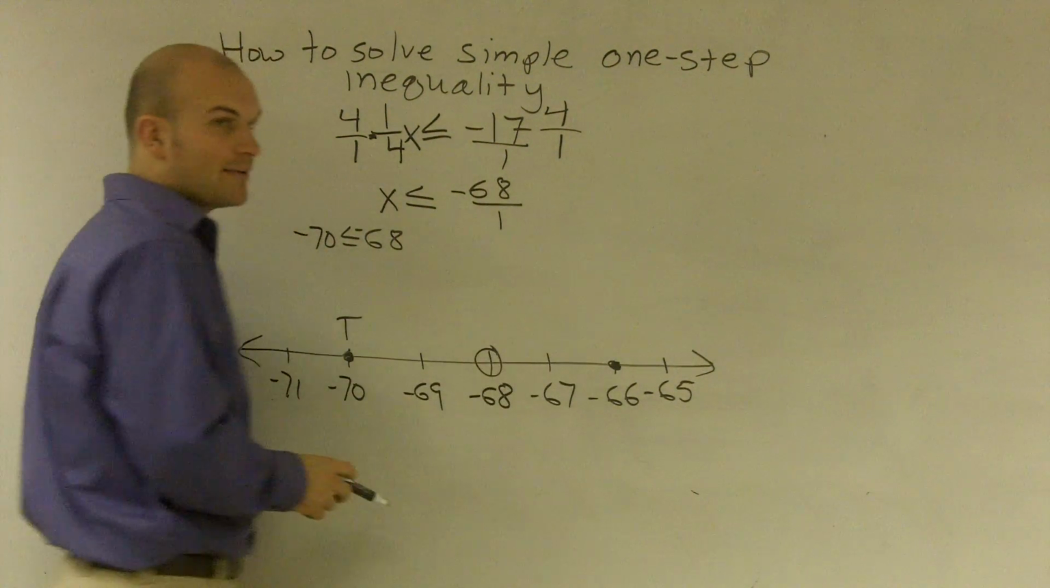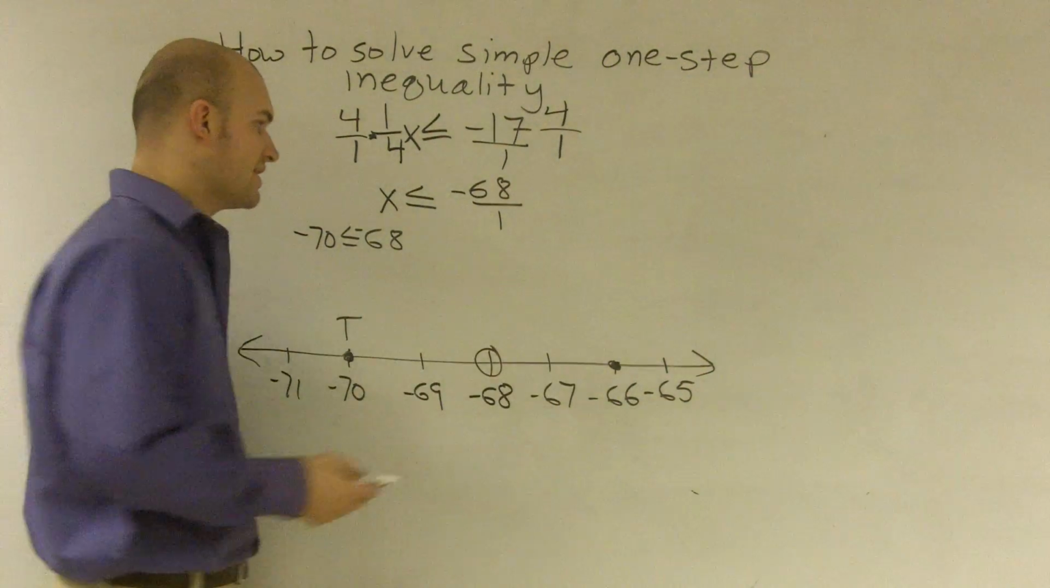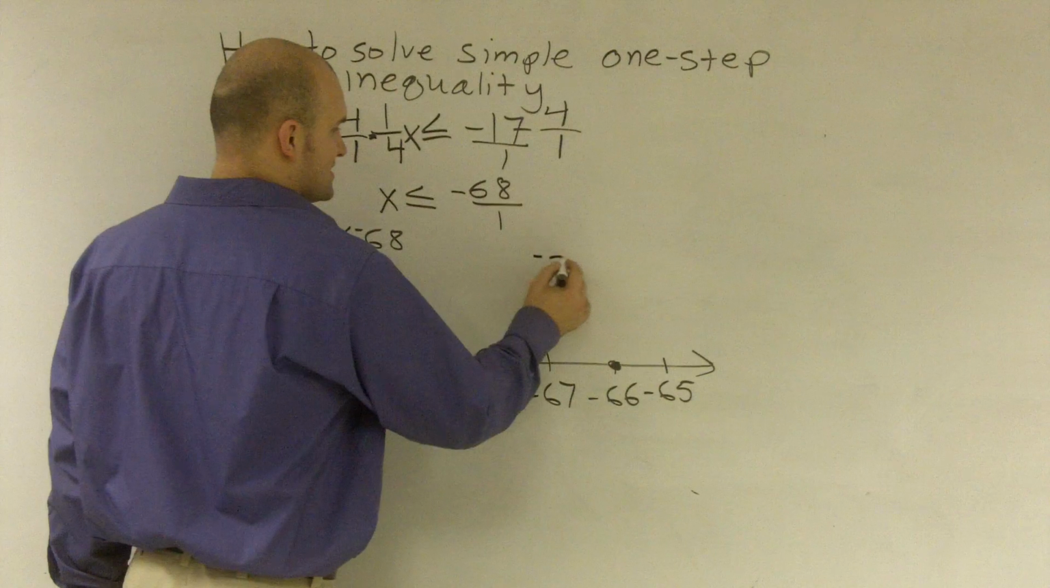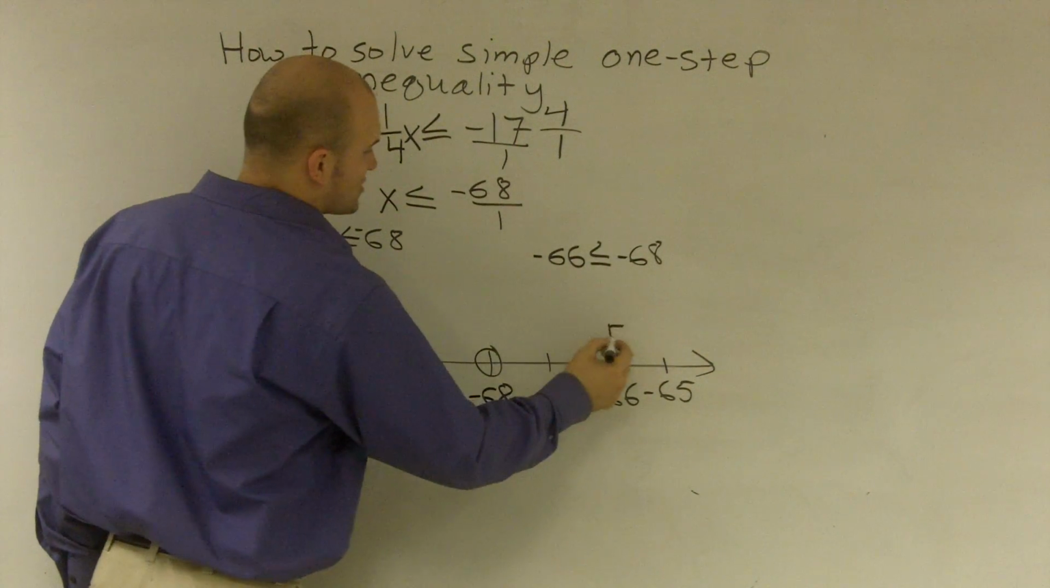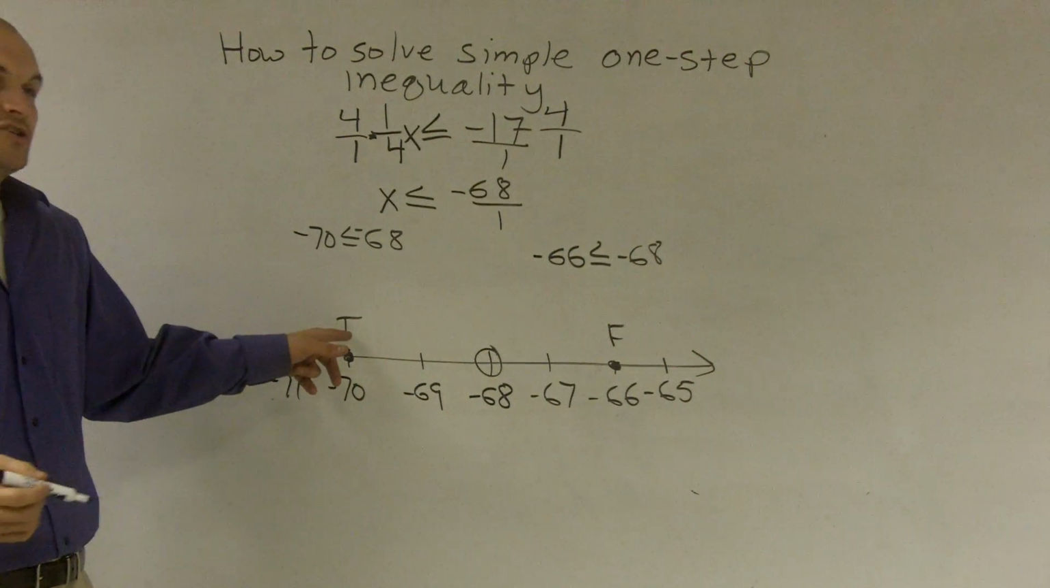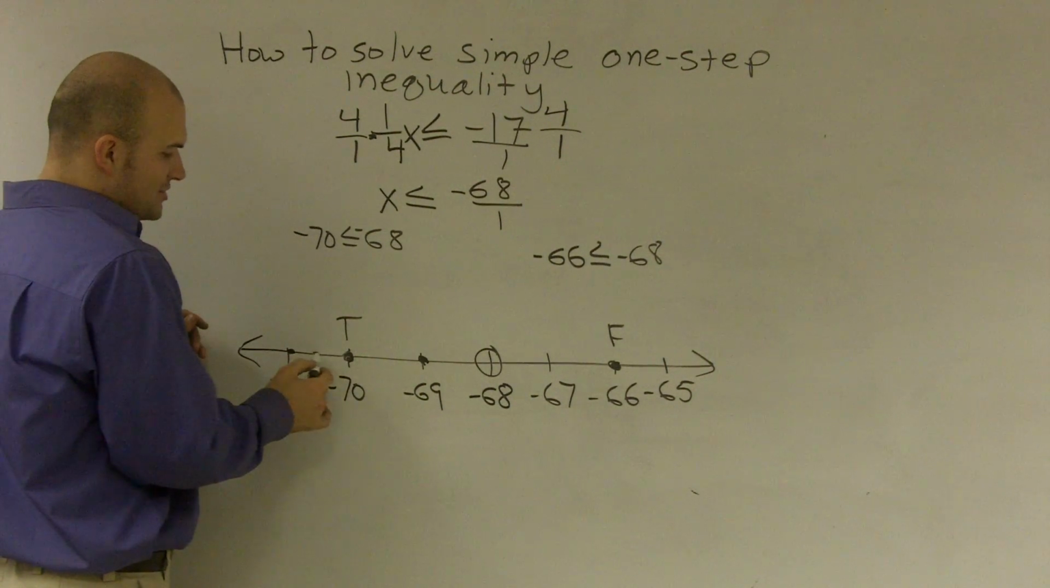Then I'm just going to double check my answer, and try a point that's to the right of it, or larger than negative 68. And I say, negative 66, is that less than or equal to negative 68? And that's false. So since I know that this side is true, I know that every single point on here is also going to be true.